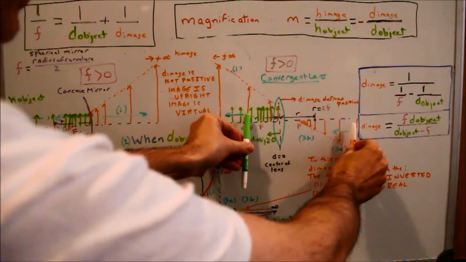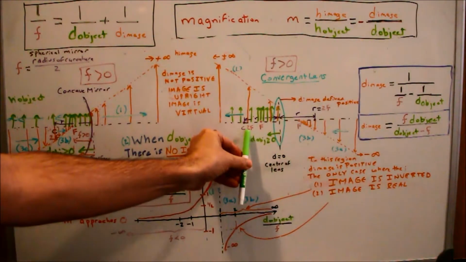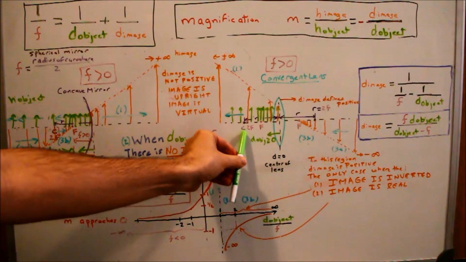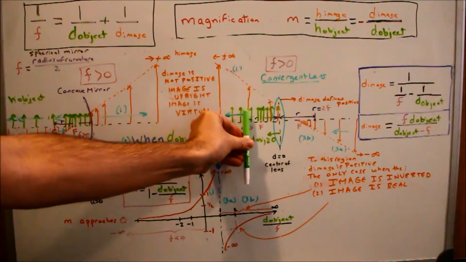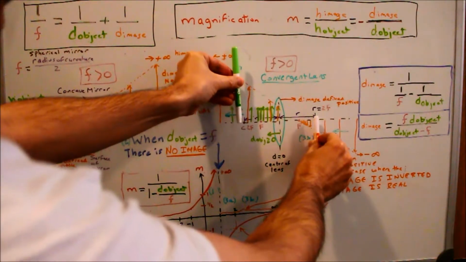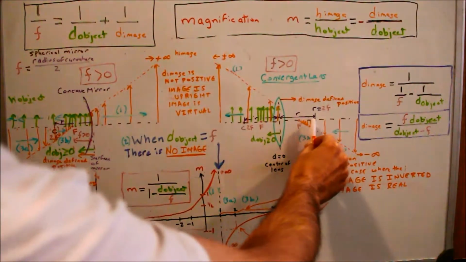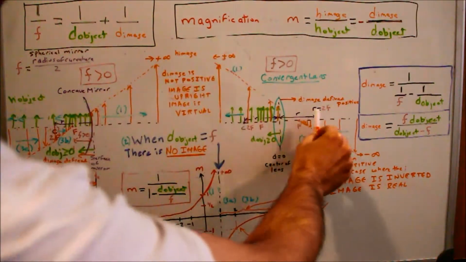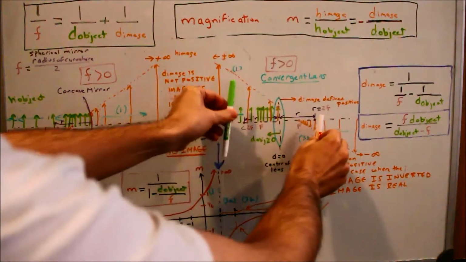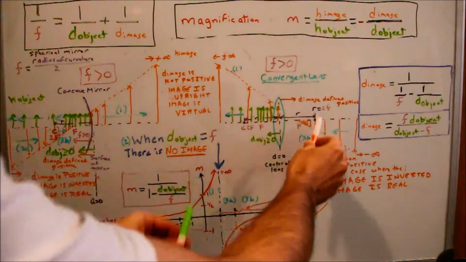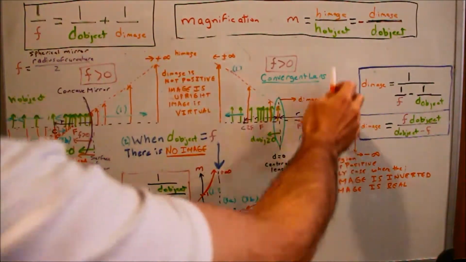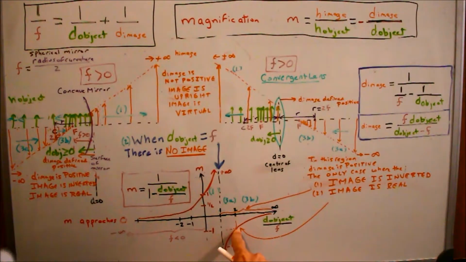And now as I keep going, I finally get to the radius of curvature, which is twice the focal length. My object is here at a certain height. I'll see my image appear at that same distance, and it'll be the same absolute value height, but inverted. It'll be the negative of that. So I come to this point where I have a magnification of -1.